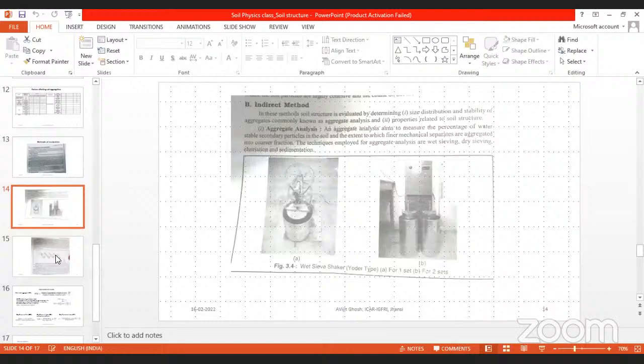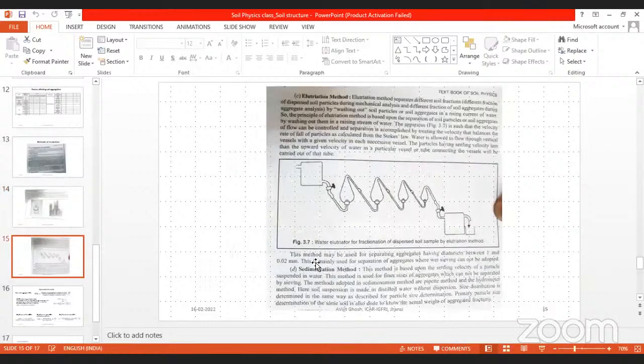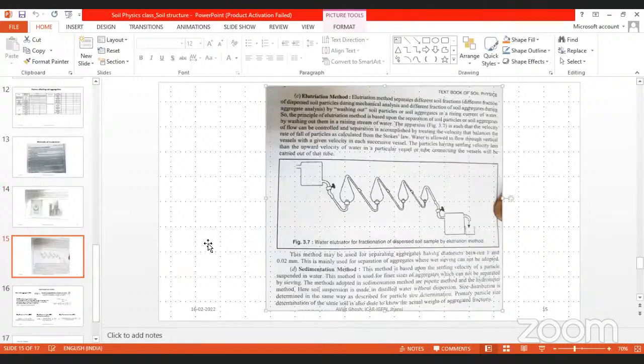In the sedimentation method, we have to take a 1000 ml graduated cylinder. Then we take a pre-weighed soil mass of definite amount, that is 100 gram or 200 gram based on your requirement. Then it is allowed to settle. While pouring the soil in the cylinder, we note down the time taken by the soil to settle at the bottom of the cylinder.